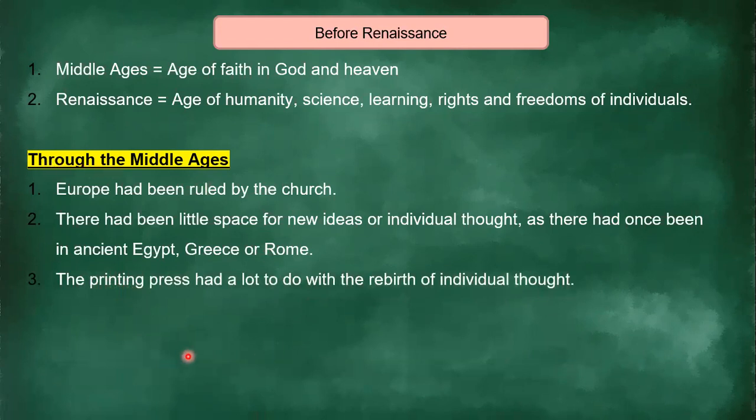And through the Middle Ages, the printing press had a lot to do with the rebirth of individual's thoughts, okay?